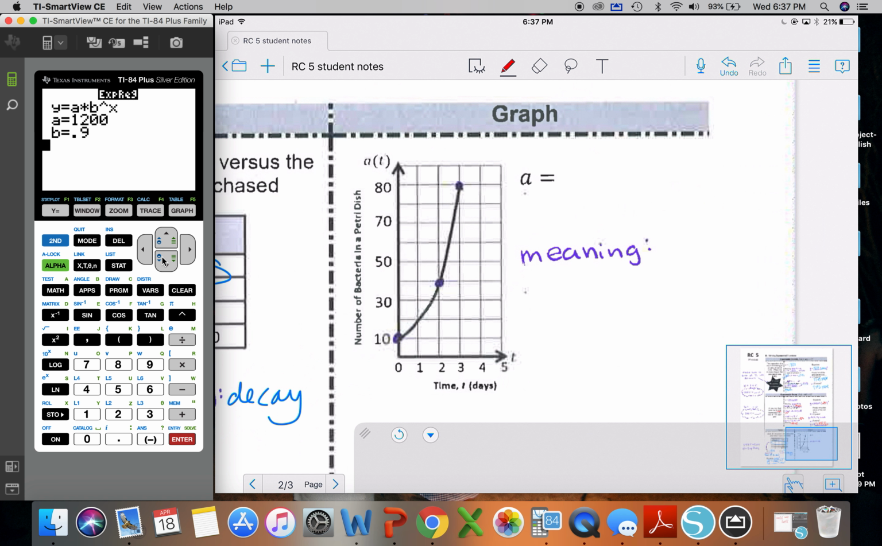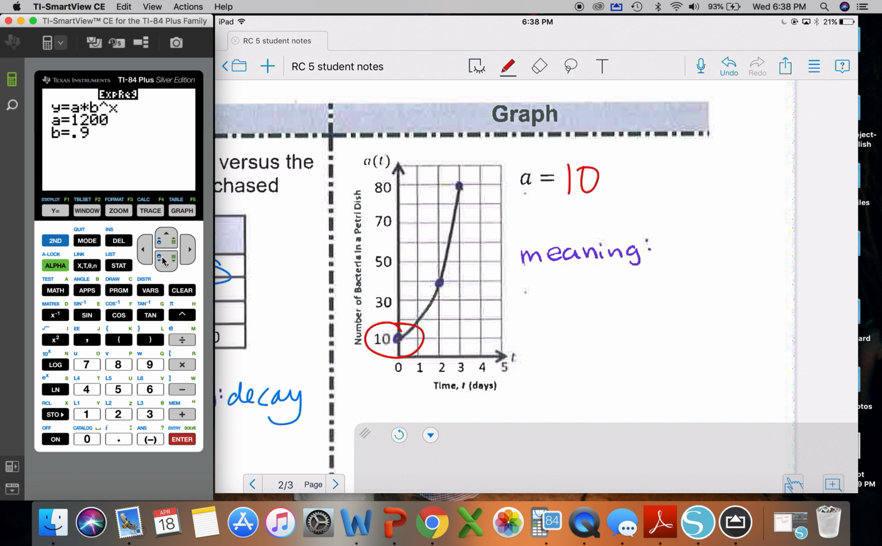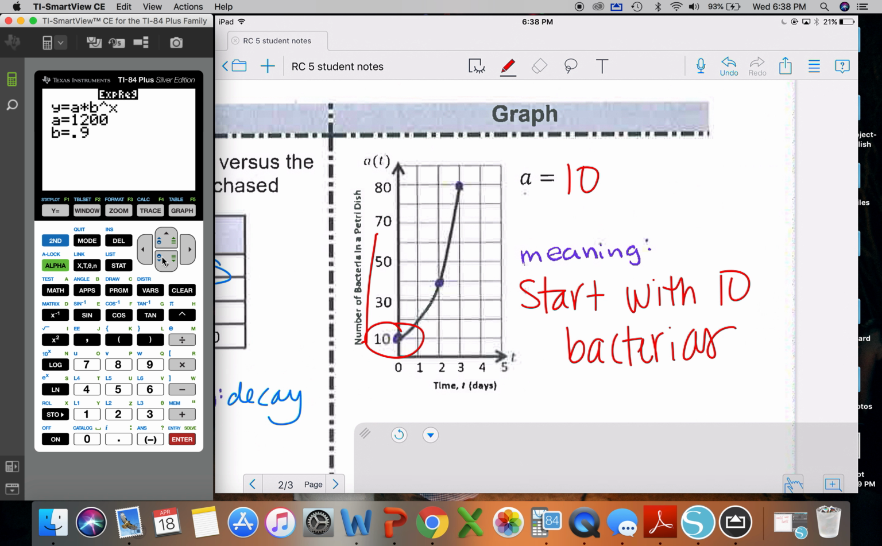On this graph, we are just asked for our A value. Our A value is 10. So this means we start with 10 y's. My y's is bacteria. So we start with 10 bacteria. But remember, A is where it crosses the y-axis. So if you're given a graph, just look for your y-intercept.